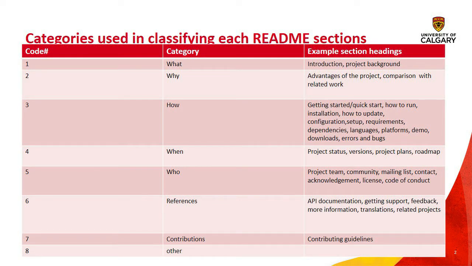Code number 7 is about different guidelines for contributing to the project. And in the case where we are not able to fit any of these sections into these codes, then we give it code number 8, which is tagged under other, as the case may be.